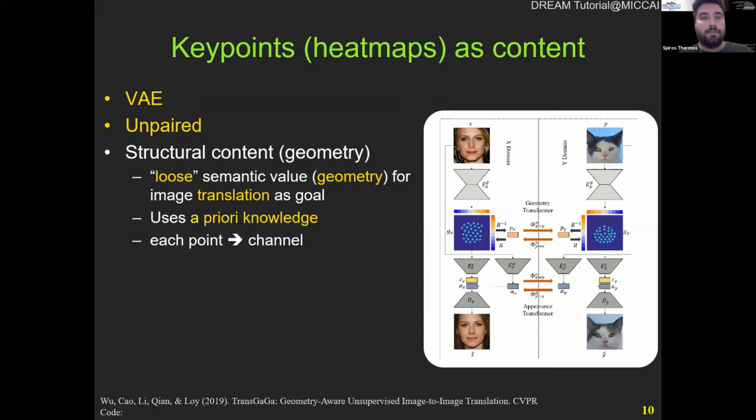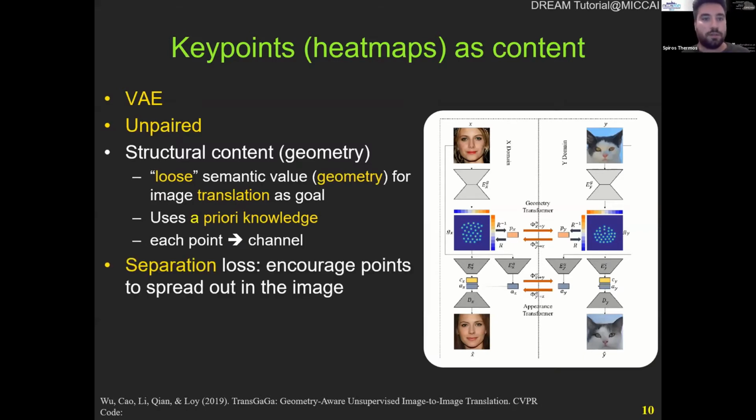They're using VAE models. They used unpaired data, of course, and their content is loosely semantic, and they use prior knowledge. And as I said, the key points that are associated with facial expressions, each key point is encoded into a different channel of the content. They also have a separation loss. It encourages the learned key points to spread in the image, not be lazy and stuck up in the middle of the image.